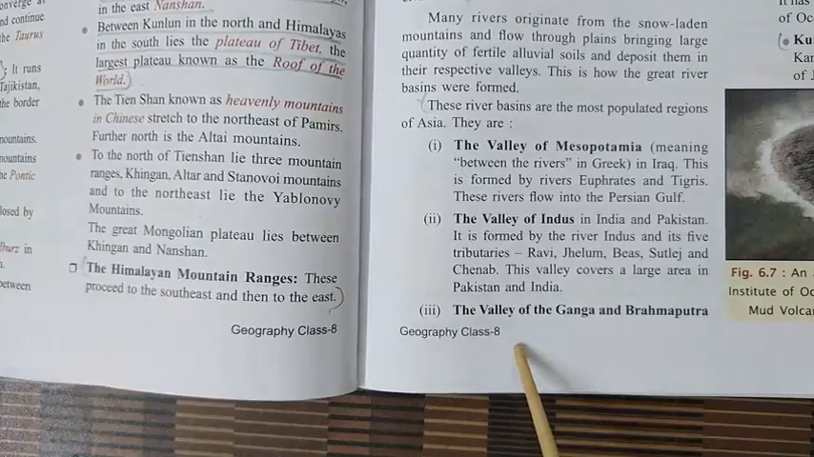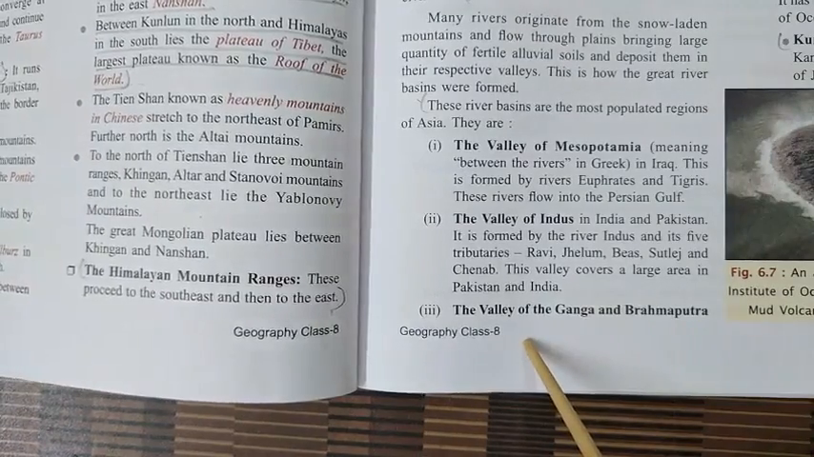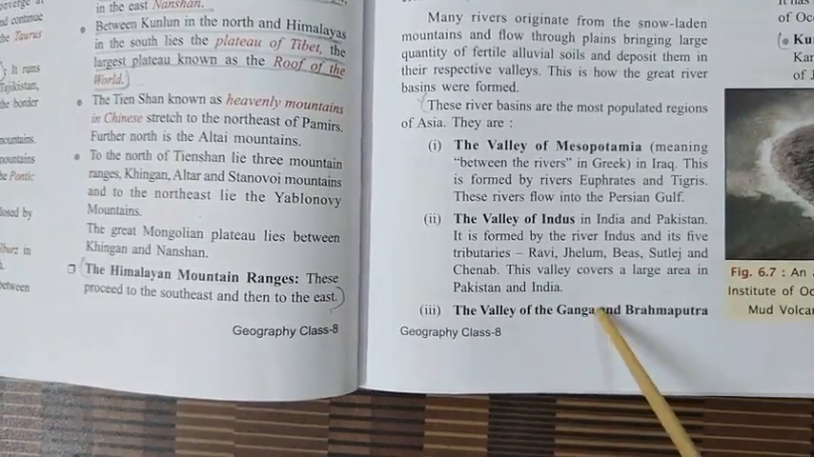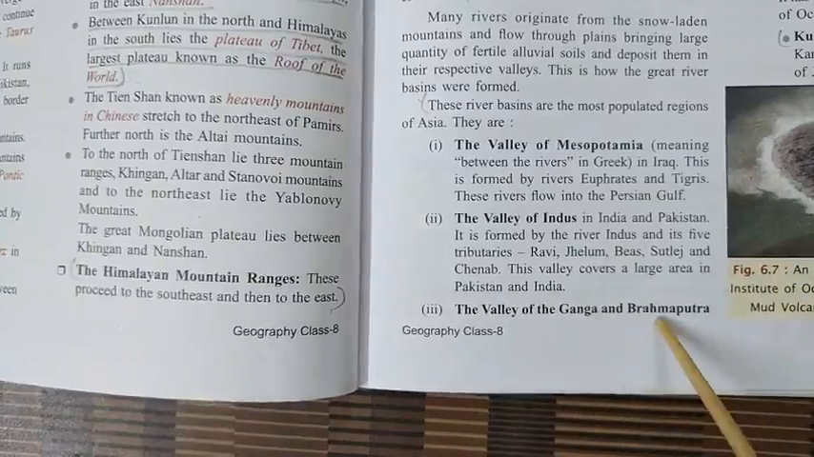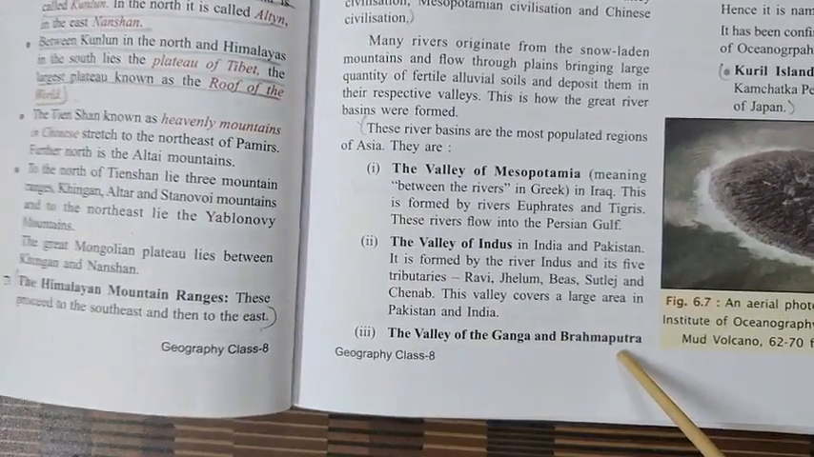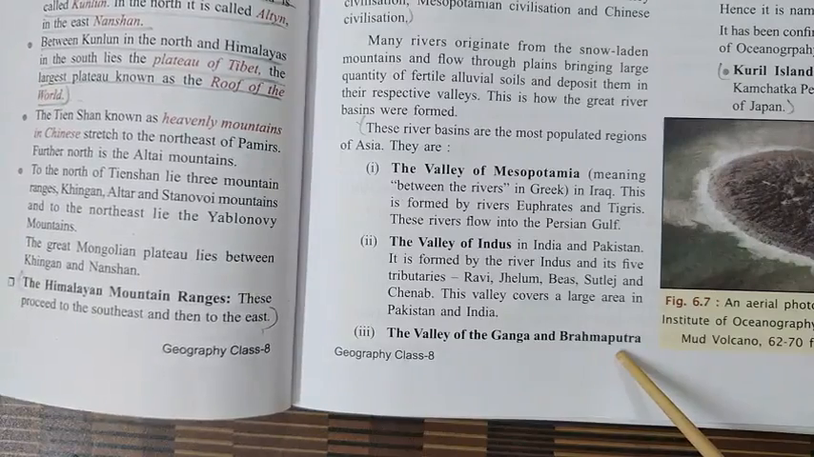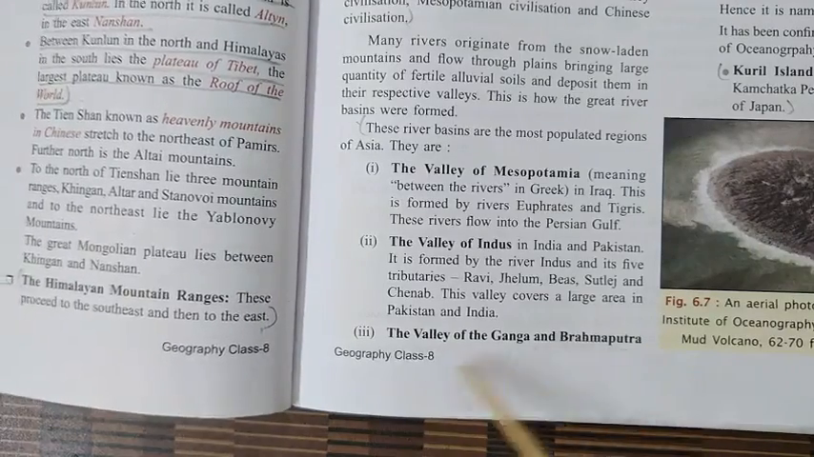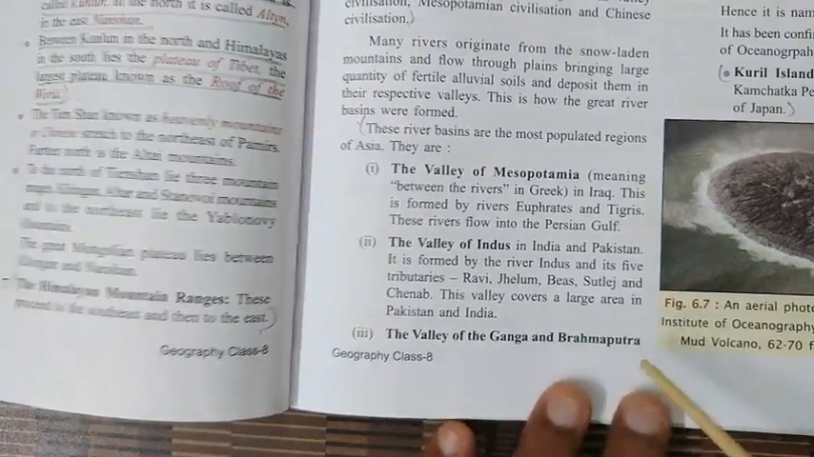And the third important plain region you will find here is the valley of Ganga and Brahmaputra in India. These are the two important rivers, Ganga and Brahmaputra. Both are very big rivers, and they form a very big plain region, and this region is known as the Ganga and Brahmaputra plain.